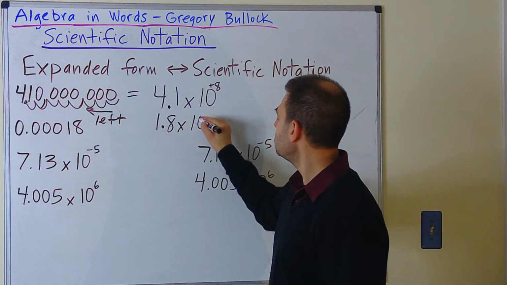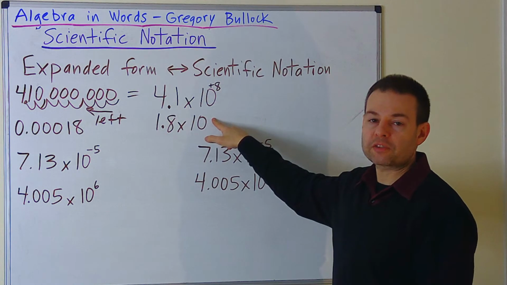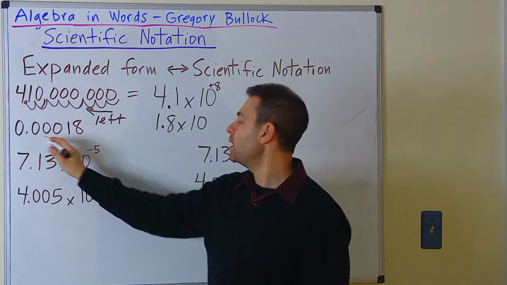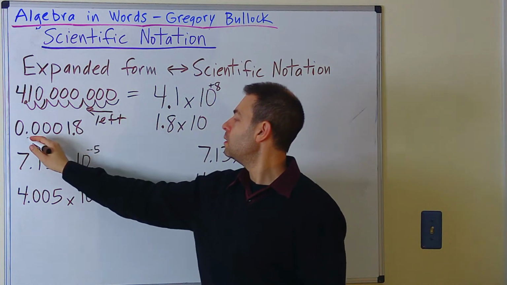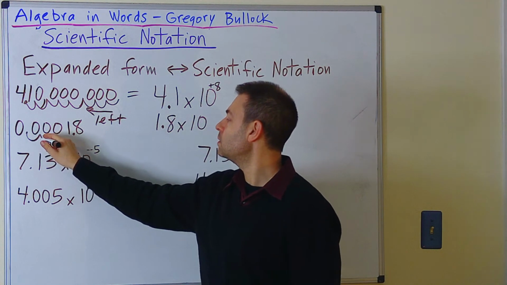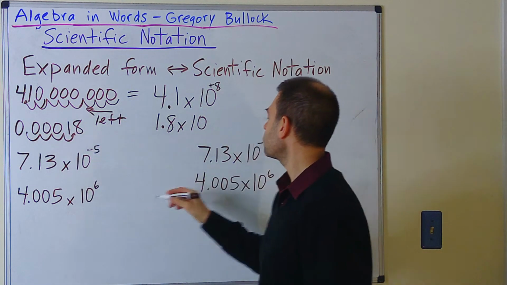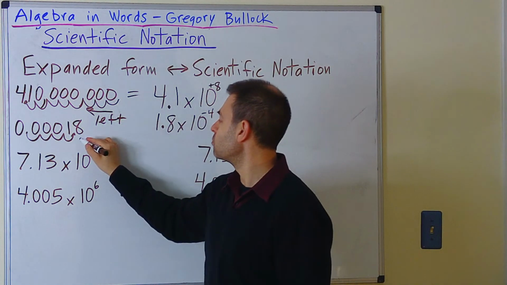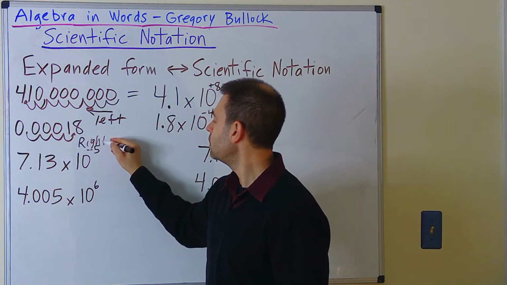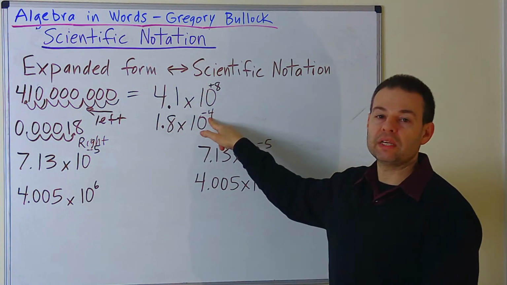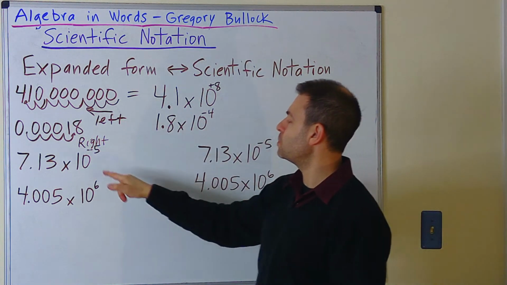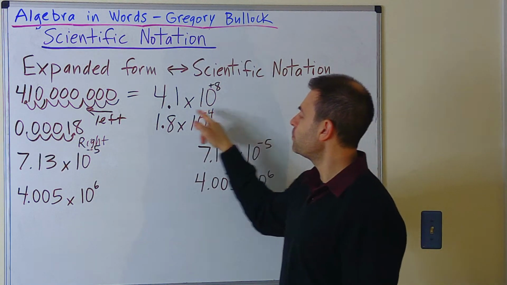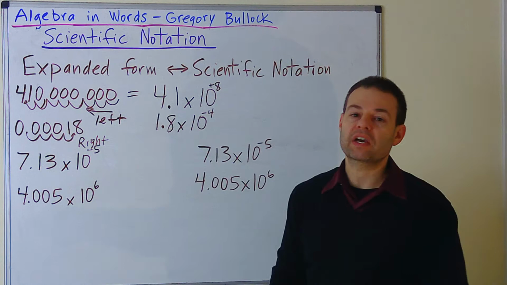Times 10, and now we have to figure out what exponent goes here. Put your pencil where the decimal is, and count the number of places until we get to here. We're going to go to the right. 1, 2, 3, 4. So this becomes negative 4. Okay? We move to the right, and that made this exponent negative. Very important to tell the difference between going right and a negative exponent and moving left as a positive exponent.